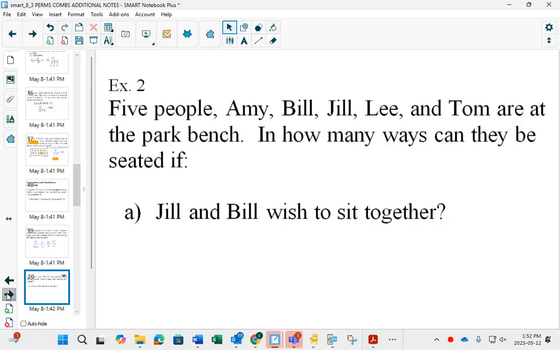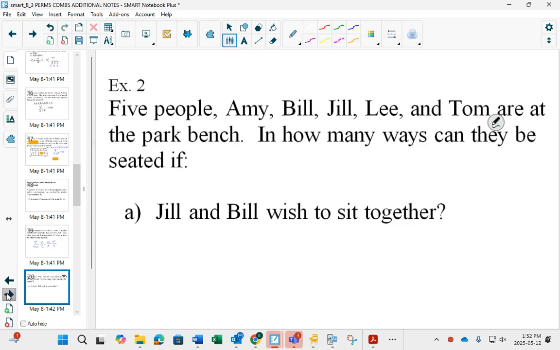5 people are wanting to go sit at the park bench, and Jill and Bill want to sit together. Aww, springtime. So, how many ways can this be done?